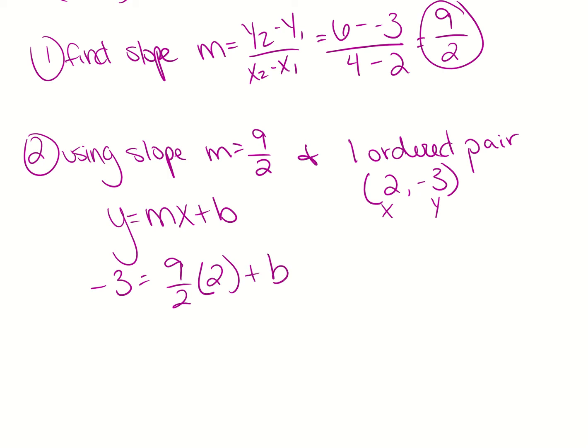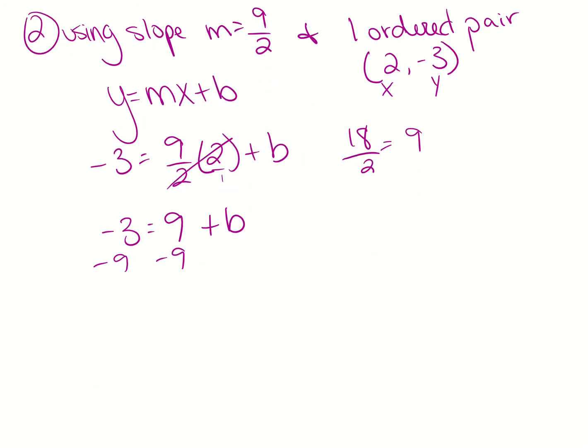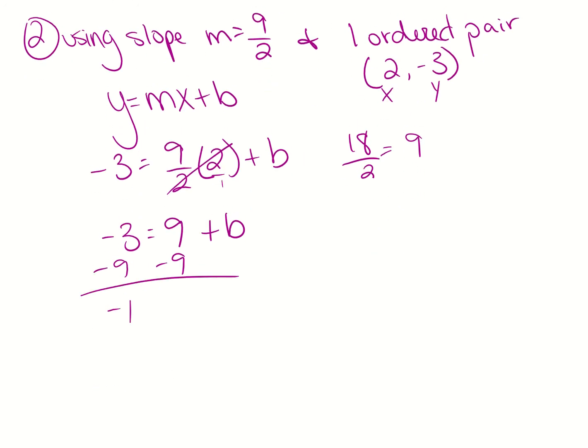Okay, so now we just evaluate. I'm at -3. 9 over 2 times 2, these two cancel, and I'm left with 9. If you aren't sure of this, you can do 18 over 2, because this can be a 2 over 1. And you multiply straight across with fractions, and you get 18 over 2, which is 9. Okay? Now we have to isolate the b term, so we subtract 9, and we are at -12 equals b.